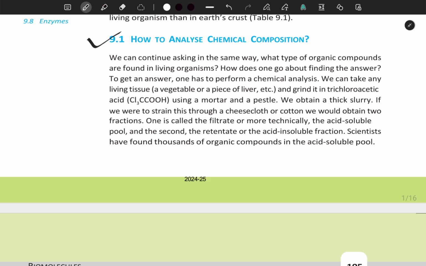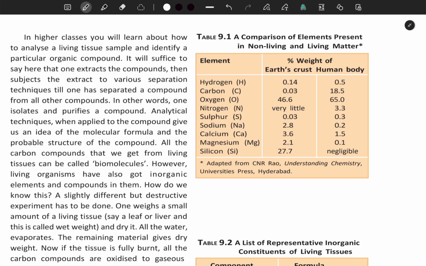Scientists have found thousands of organic compounds in the acid-soluble pool. In higher classes, you will learn about how to analyze a living tissue sample and identify a particular organic compound. It will suffice to say here that one extracts the compounds, then subjects the extract to various separation techniques till one has separated a compound from all other compounds. In other words, one isolates and purifies a compound. Analytical techniques, when applied to the compound, give us an idea of the molecular formula and the probable structure of the compound. All the carbon compounds that we get from living tissues can be called biomolecules.